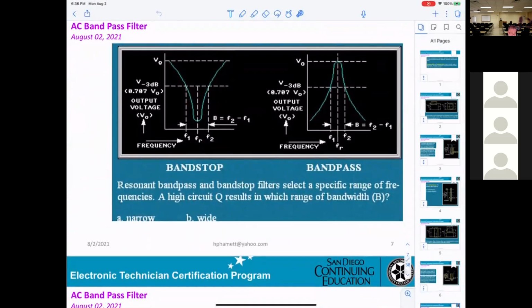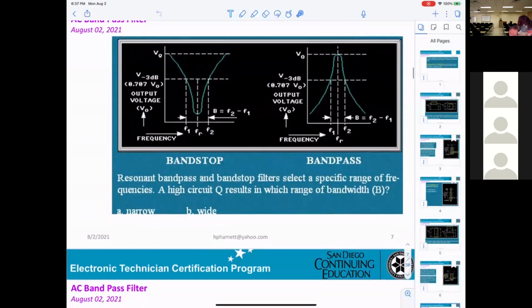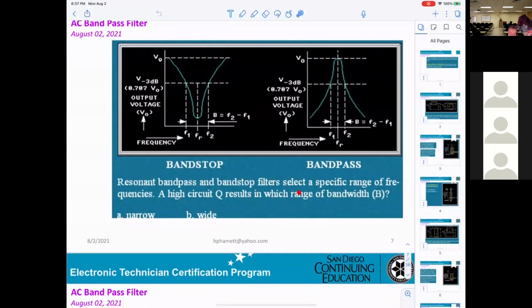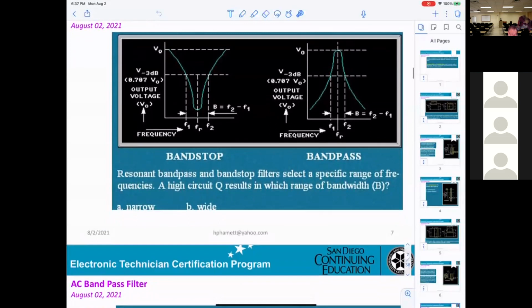Now they've given you two output displays, one for band stop and one for band pass. Resonant band pass and band stop filters select a specific range of frequencies. A high Q circuit results in which range of bandwidth, A or B?